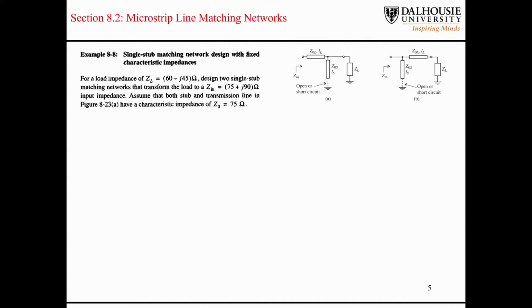So this is example 8-8 from the book. We were asked to transform a load impedance of 60 minus j45 to an input impedance of 70 plus j90 with a system characteristic impedance of 75 ohms. And we were asked to use figure A. So that's what we're going to do.